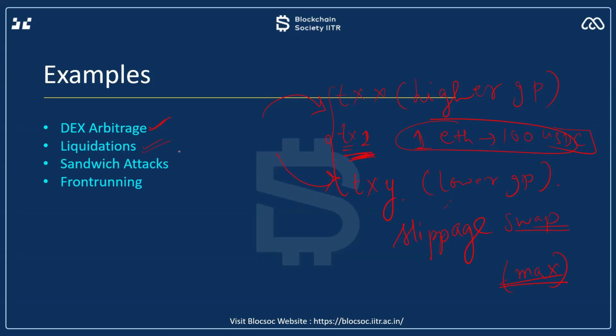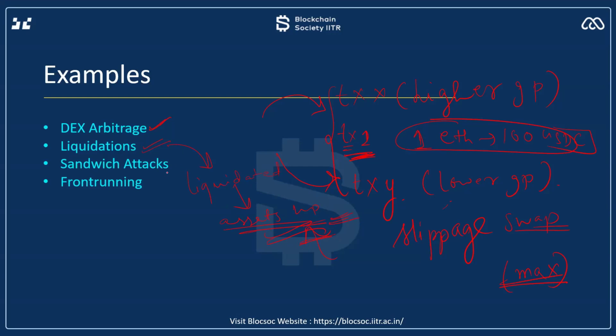Also, there is liquidation. Let's say some person's position got liquidated. Their assets are now up for sale at really low prices. The bots will come up and give high gas prices to buy up these assets that are there for very low prices, and this helps in very fast liquidation by these MEV bots.